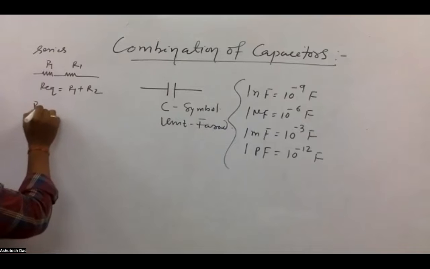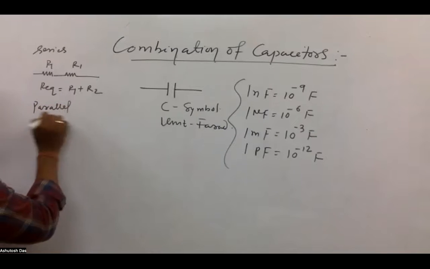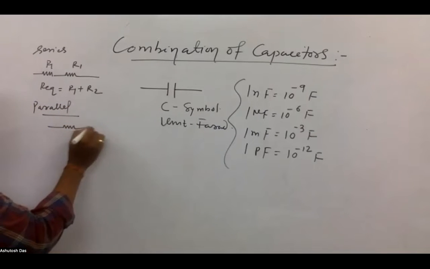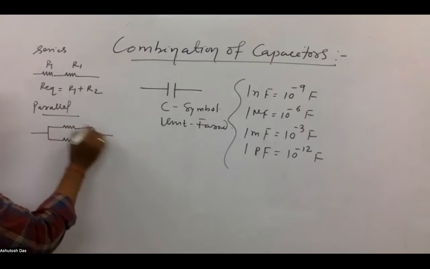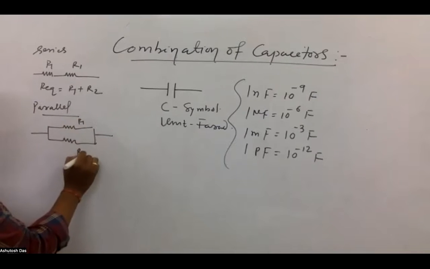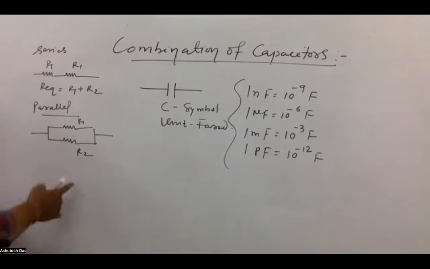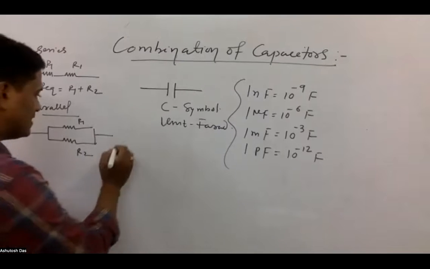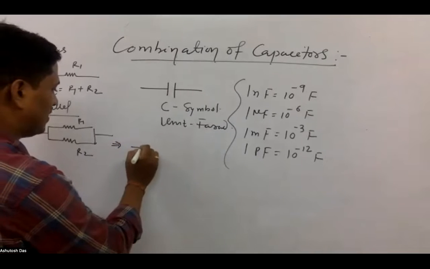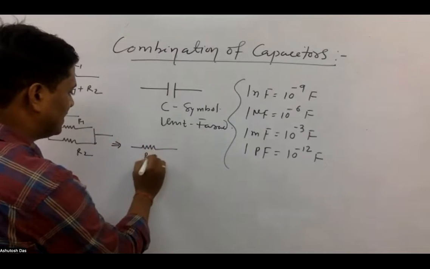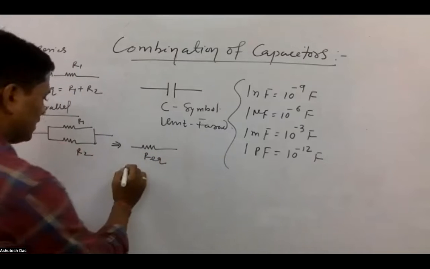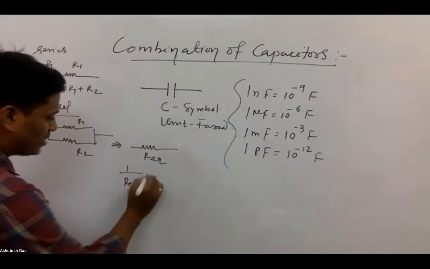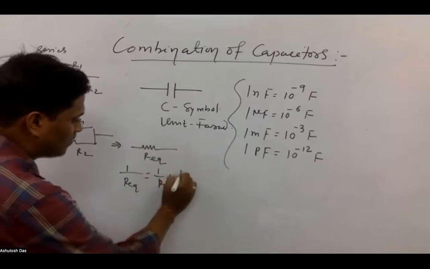But what happens in parallel connection, students? In parallel connection, let this be the resistance, this is R1, this is R2, right? These two parallel resistances can be converted into one equivalent resistance. This is R equivalent. What is the formula for that? That is 1 by R equivalent is equal to how much? 1 by R1 plus 1 by R2.